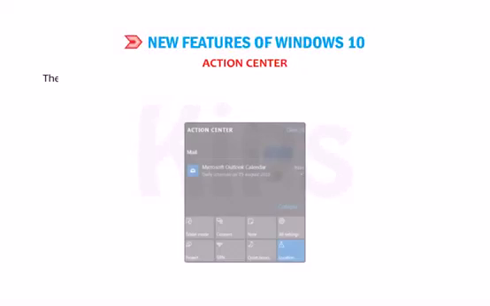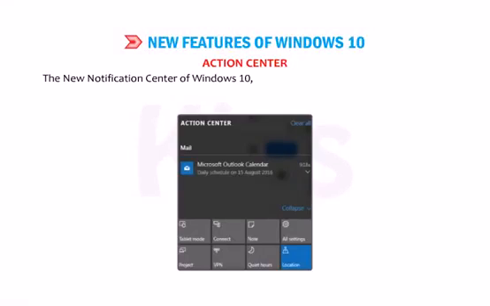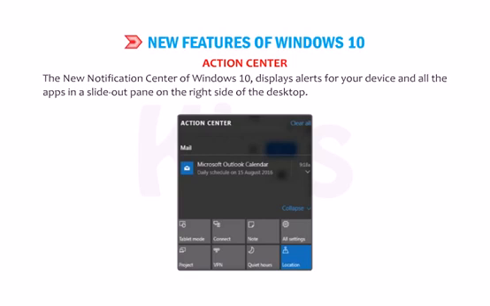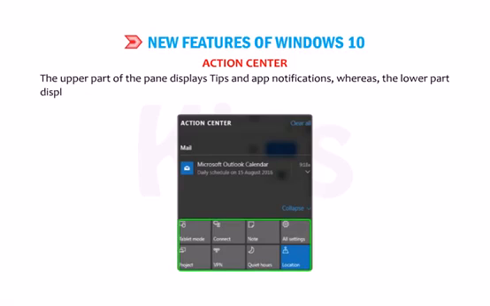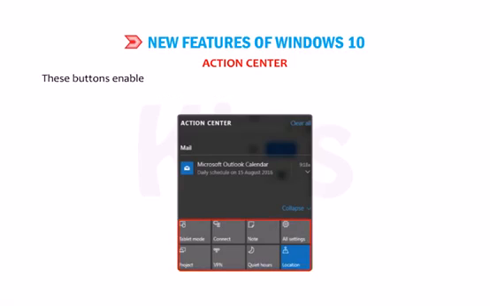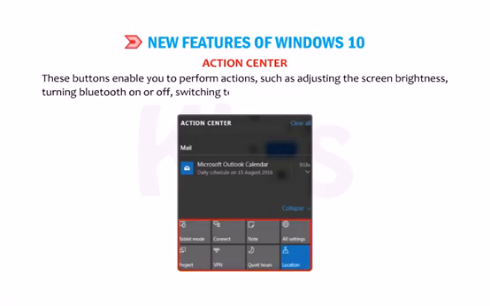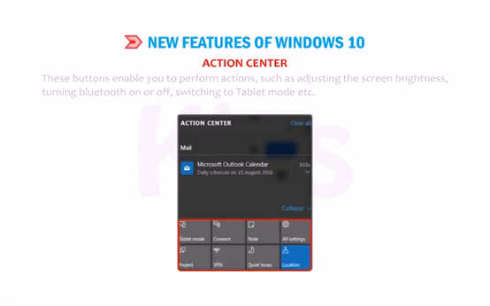Action Center. The new Notification Center of Windows 10 displays alerts for your device and all the apps in a slide-out pane on the right side of the desktop. The upper part of the pane displays tips and app notifications, whereas the lower part displays a series of quick action buttons. These buttons enable you to perform actions such as adjusting the screen brightness, turning Bluetooth on or off, switching to tablet mode, etc.